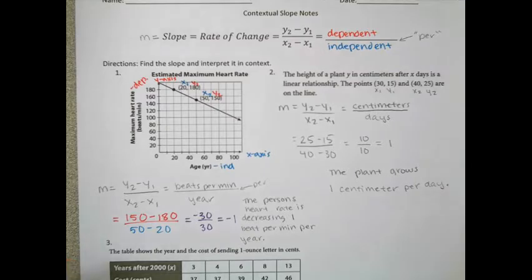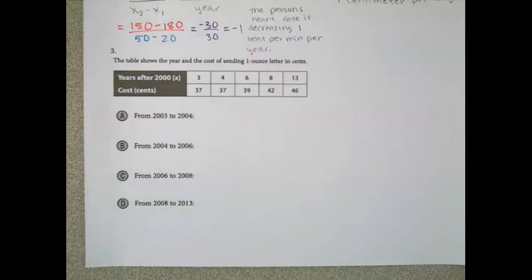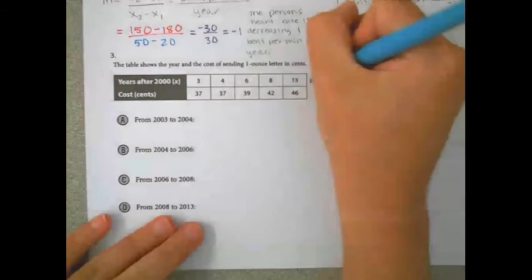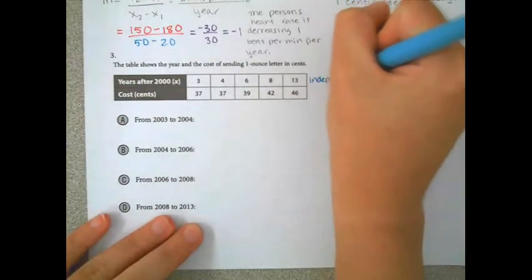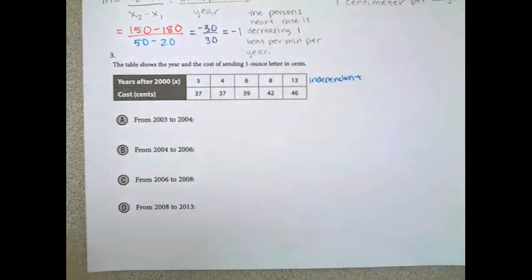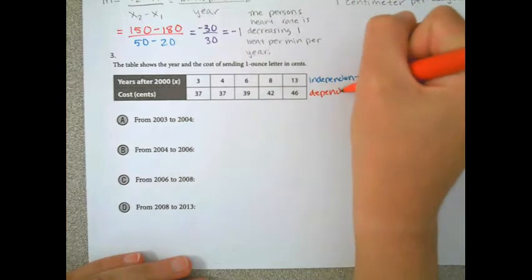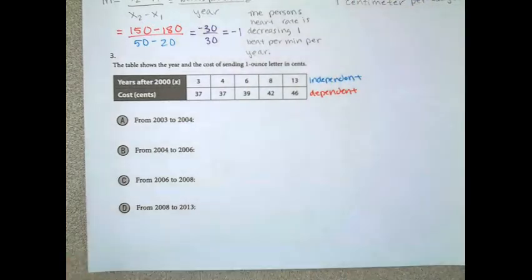And that is how we can interpret the slope in that situation. Example 3. The table shows the year and the cost of sending 1 ounce letters in cents. So we have our years, which they tell us is X, so that's our independent variable. And then our cost in cents is our dependent variable.